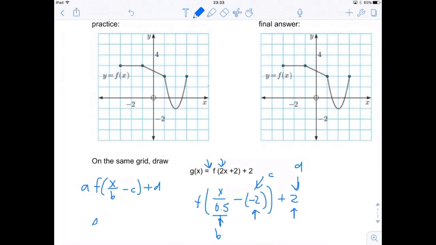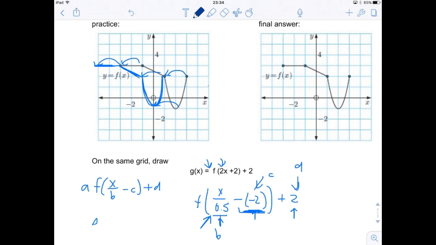First, I'm going to draw a picture of the horizontal compression by a factor of 0.5. And to do that, the first thing I need to do, of course, is the c value, right? So the c value is going to be a shift to the left by 2. So this is going to go to here, this is going to go to here, this is going to go to here, this is going to go to here, and this is going to go to here. So it's basically going to look like that, right?